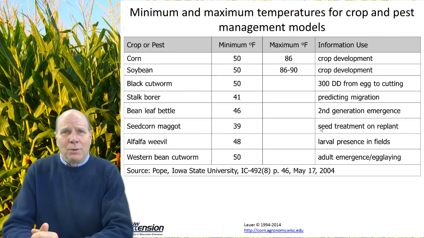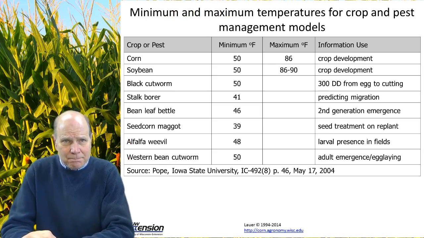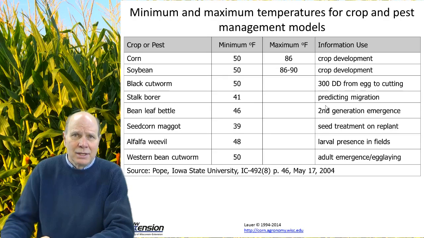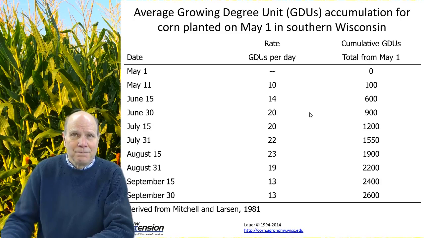All right. Now we use this for corn and soybeans, and then we also use it for other insects and pests to kind of gauge when they're going to start emerging from the winter, or when they start to emerge and go through various parts of their life cycle. And these are just some examples here of different insects. For the stalk borer, a minimum of 41 is used to predict migration, for example. And again, these are very common things that are used to kind of set the clock, if you will, for growth and development, what's going on during the season.